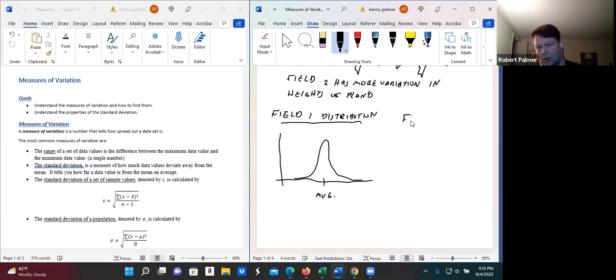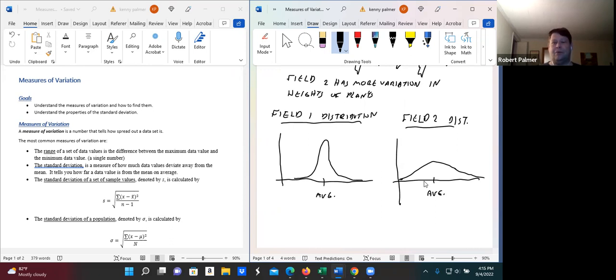Now, over here, if you looked at the field 2 distribution, remember height is along this axis and frequency is along this axis, I expect to see something that looks more like this. Possibly also symmetric, but a lot more spread out. This is the average, or the mean height. Again, that's because it has a lot more variation in the heights. Over here they're almost all exactly the same height, so they're all bunched together close to the average. Over here there's a lot more variation and they're all spread out.